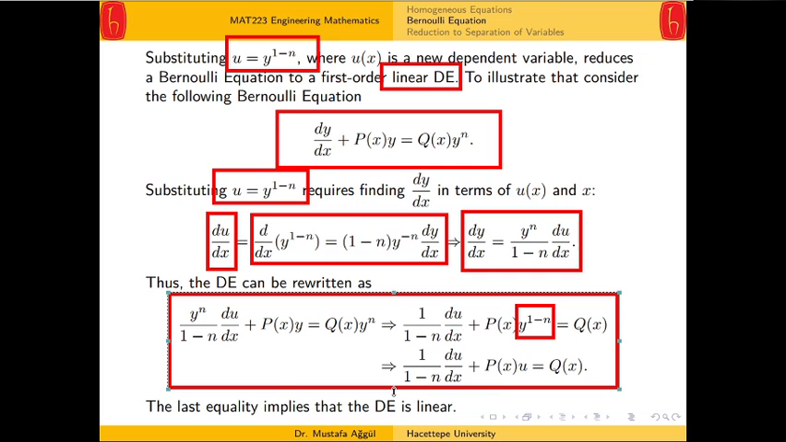This linear differential equation can be solved using our integrating factor idea. This is basically e to the integral of p(x) dx, and if you multiply both sides by that, you know what to do with linear equations. So I just leave it alone at this point.